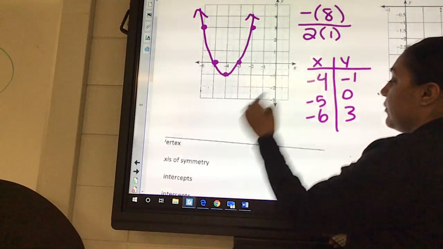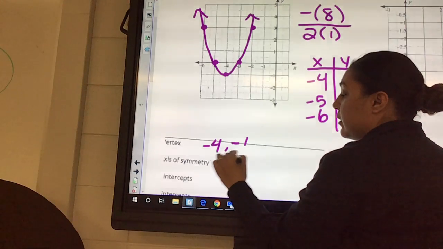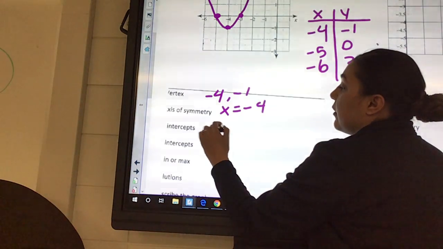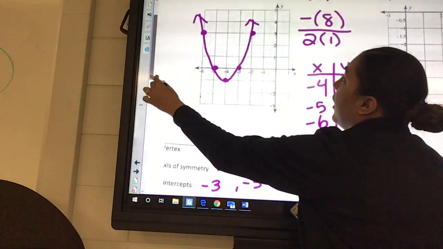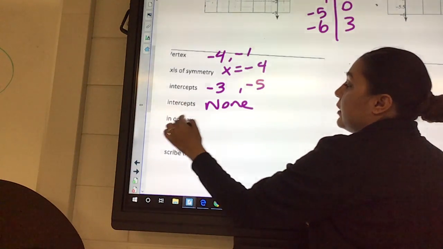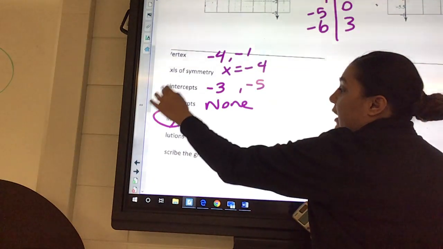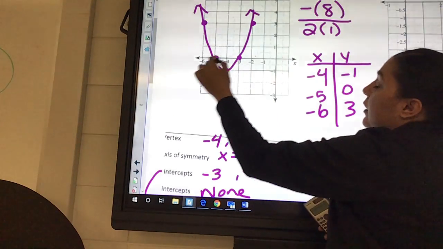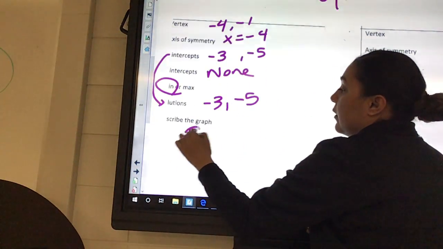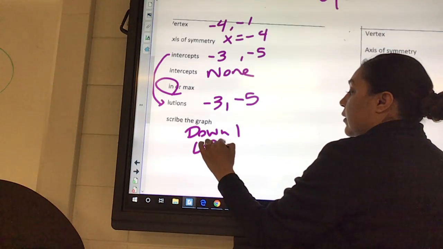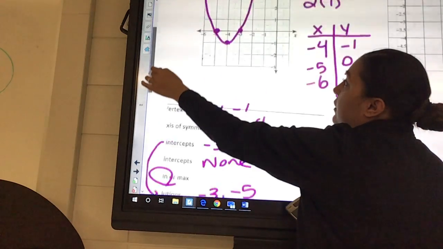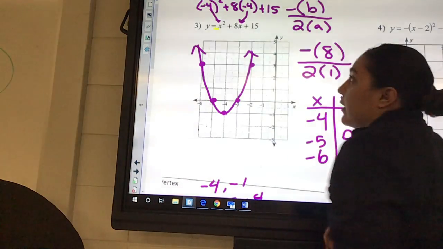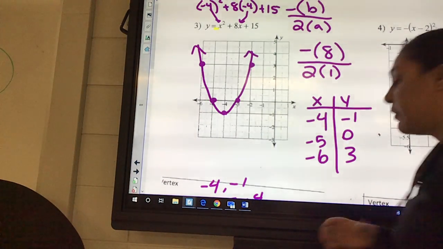Our vertex is going to be the first one, so -4, -1. Axis of symmetry, x equals -4. X-intercepts are -3 and -5. Our y-intercepts, there's none. This one has a min. Our solutions are the same as our intercepts, so -3, -5. And then for our description, we got to go down 1, left 4. Does it open up or down? If it opens down, you need to say, and does it have a slope? The slope would be right here if there was one. In this case, there isn't one. It would be the a value, or the number in front of the x.